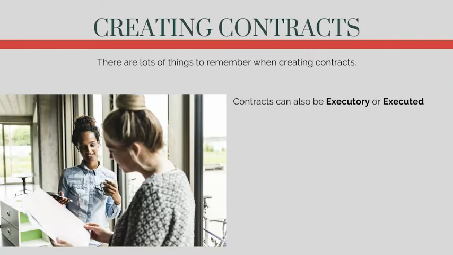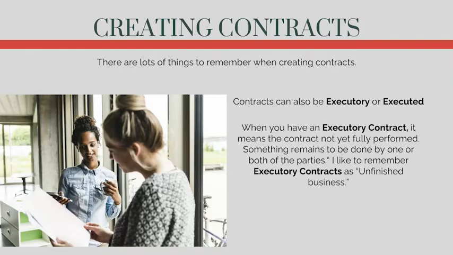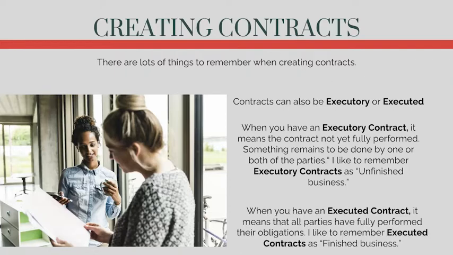Contracts can also be executory or executed. When you have an executory contract, it means that the contract has not yet been fully performed. Something remains to be done by one or both of the parties. I like to remember executory contracts as unfinished business. There's something remaining that hasn't been done yet, so it's unfinished business. When you have an executed contract, it means that all parties have fully performed their obligations. I like to remember executed contracts as finished business. It's done. There's nothing else that needs to be done.